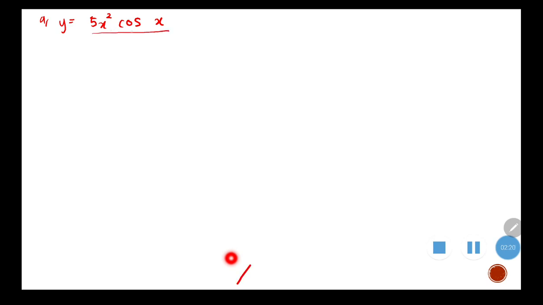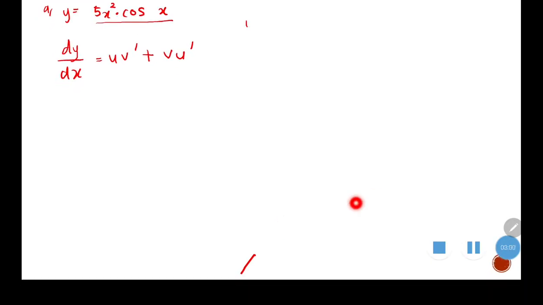Once you look at this equation, what comes across your mind? Okay, this is a product rule, right? 5x square times cos x. Because it is comprised of two functions, it is a product rule. So we must use the product rule, which is uv prime plus vu prime. Okay?